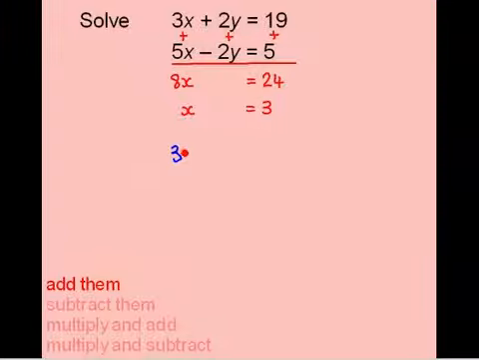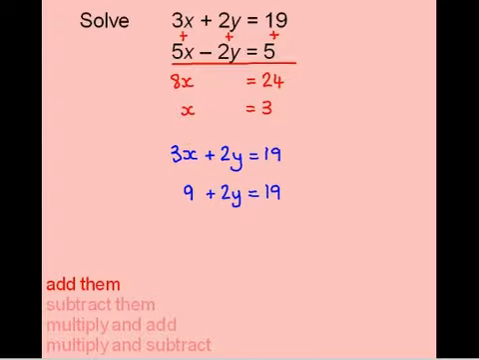So that's 3x plus 2y equals 19. I know that x is 3, so this x is actually 3. I can now work out that this is 3 times 3, so that's 9, plus 2y equals 19. I can subtract 9 from both sides. That gives me 2y equals 10. And I can divide both sides by 2 to get y equals 5. I now know that x equals 3 and y equals 5.